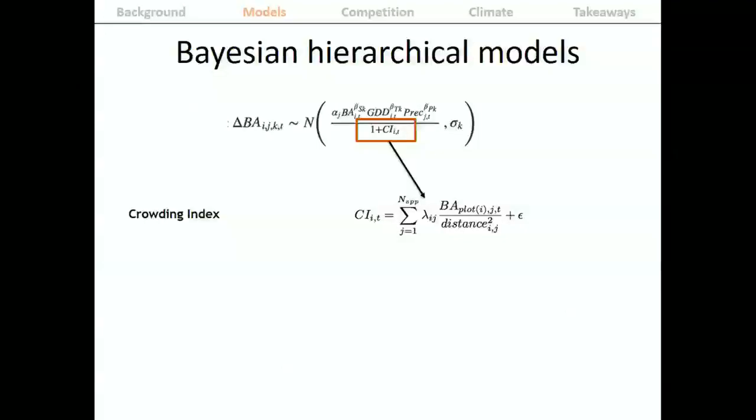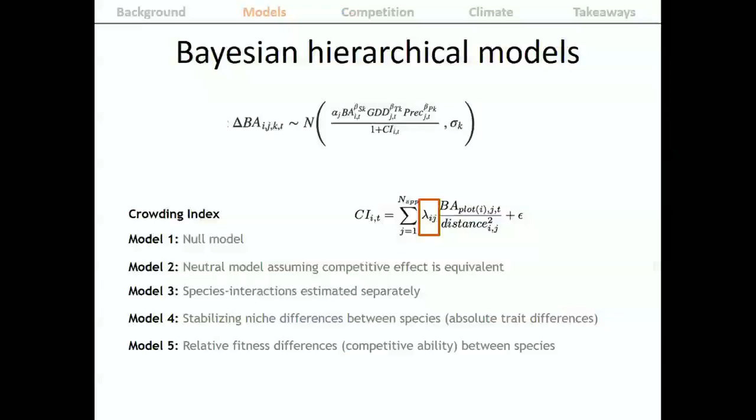So we have 5 separate models that we ran, where there's a null model where lambda is 0. So essentially competition doesn't matter at all. Model 2 is a neutral model where we're assuming that the competitive effect of all species is equivalent on that focal individual. Then we have a model 3 where we estimated competitive effects of species separately. And then we had 4 separate models where we incorporated the trait data. And this is where we get at that niche dissimilarity versus competitive ability differences.